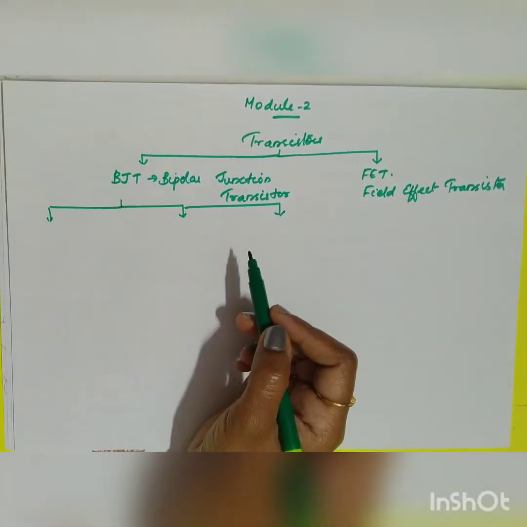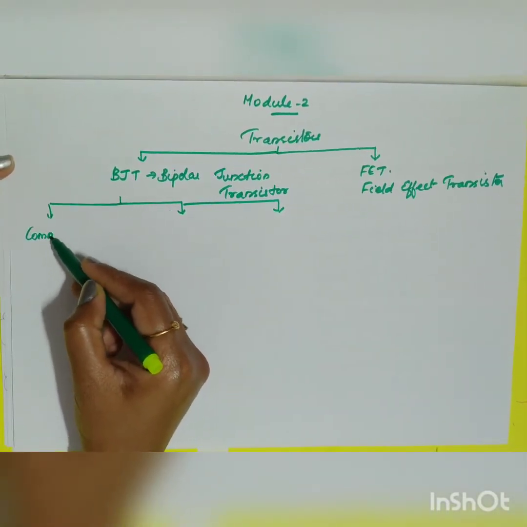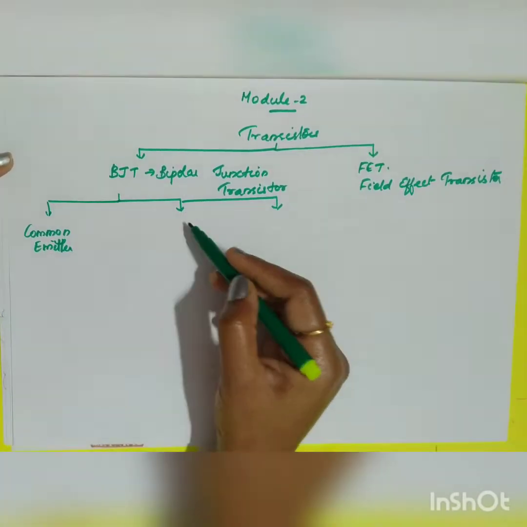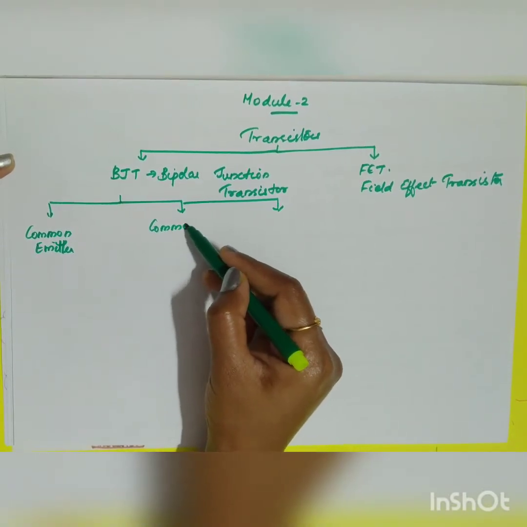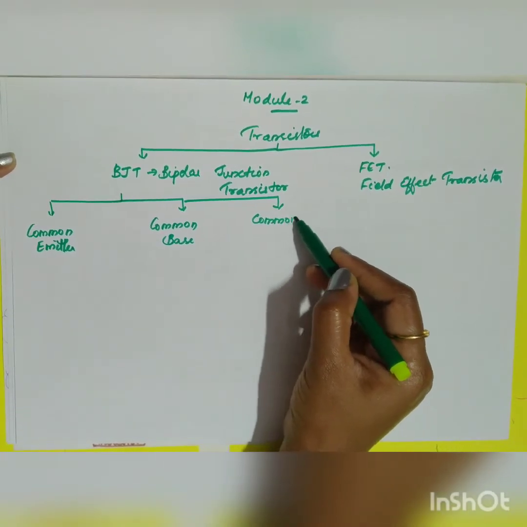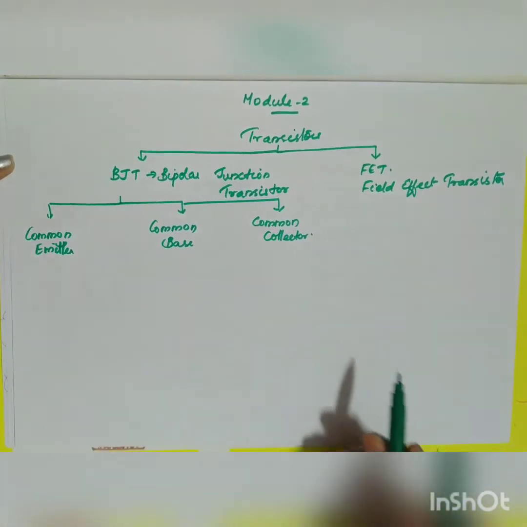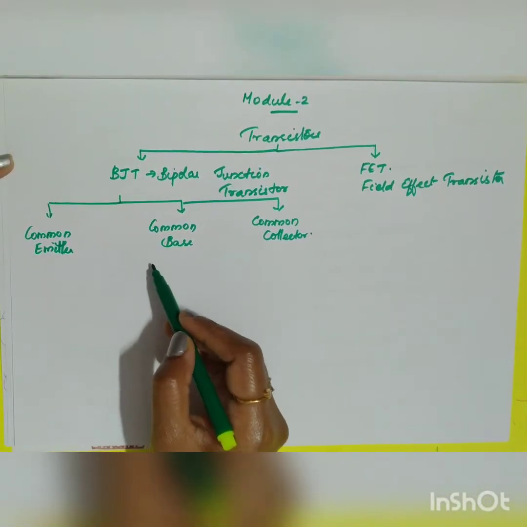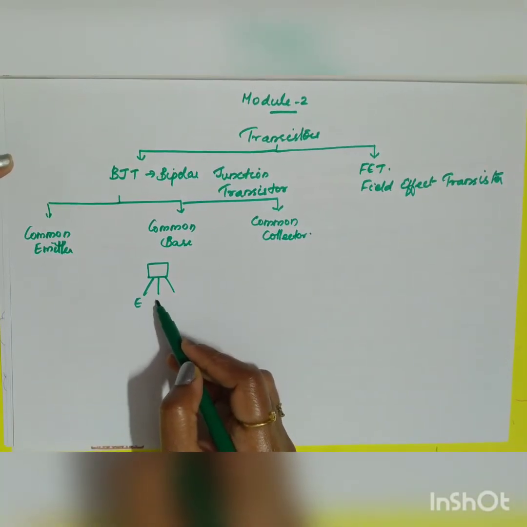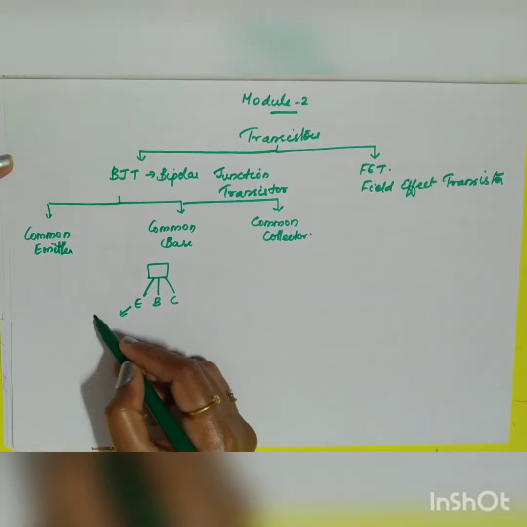The bipolar junction transistor has three configurations. One is called the common emitter configuration. Second one is called your common base. And the third one is called your common collector, depending on the three terminals of the transistor. The BJT is a three terminal device. One is your emitter, second terminal is your base, and the third one is your collector.